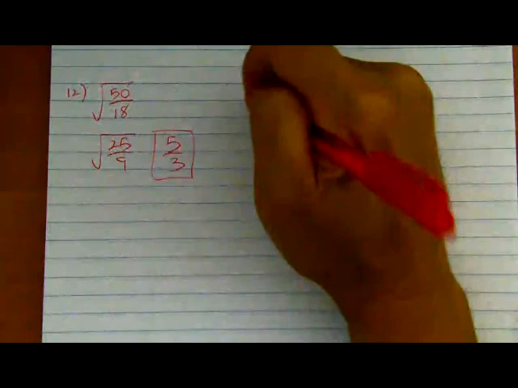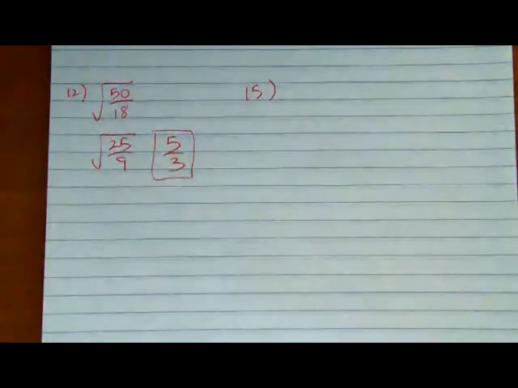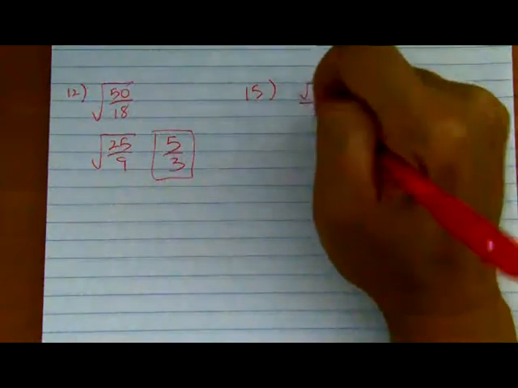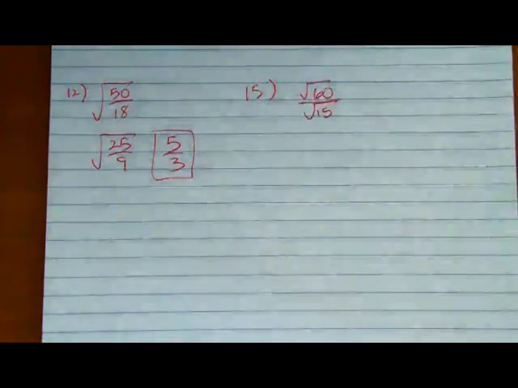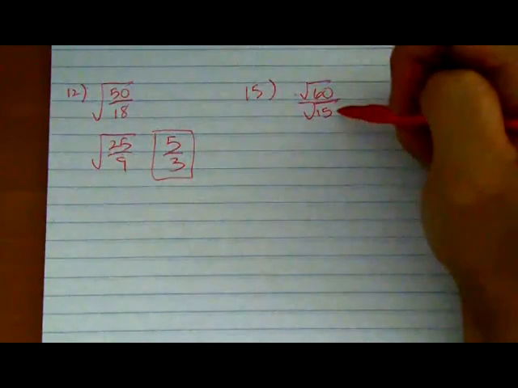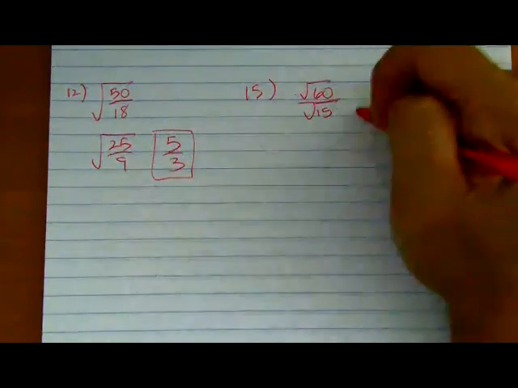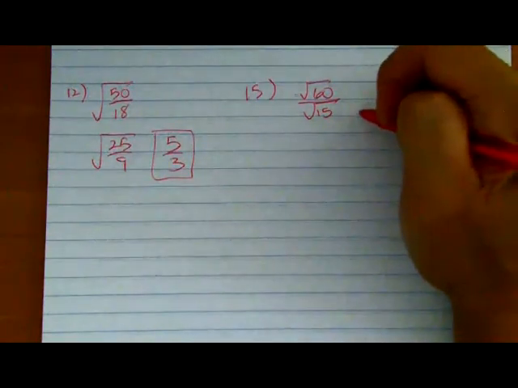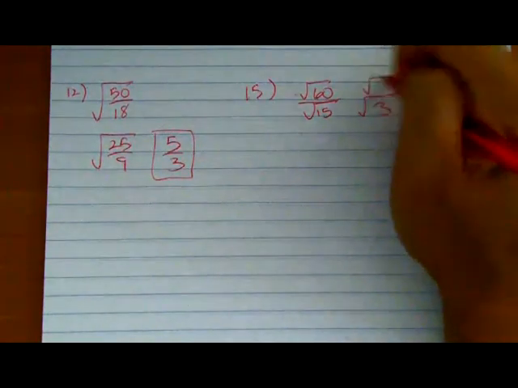Number 15. 15 says square root of 60 over square root of 15. We can't square root either number, but it can be simplified as a fraction. So both numbers can be divided by 5. So that's 3 and 12.